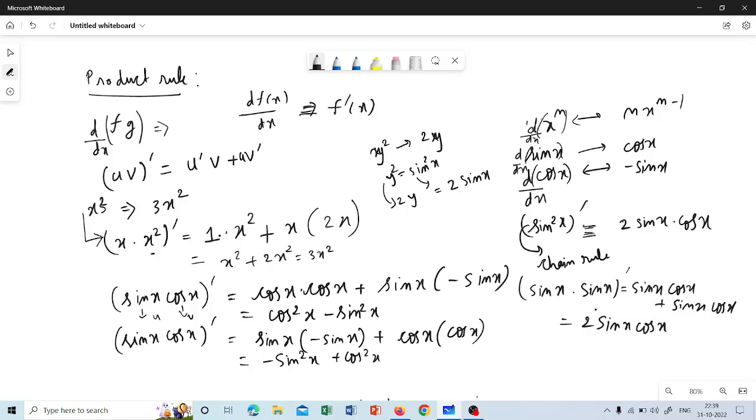Product rule is very important when you are dealing with two different functions that are multiplied with each other and you want to differentiate. Similarly, there is the quotient rule. I am going to talk about it in the next video.